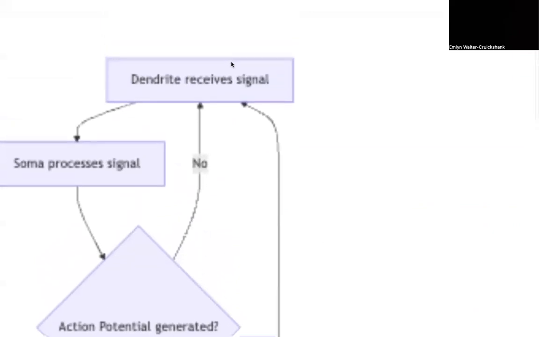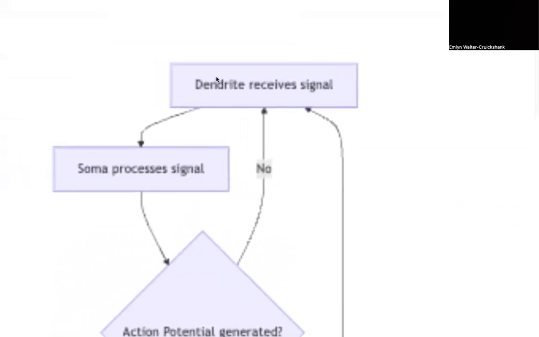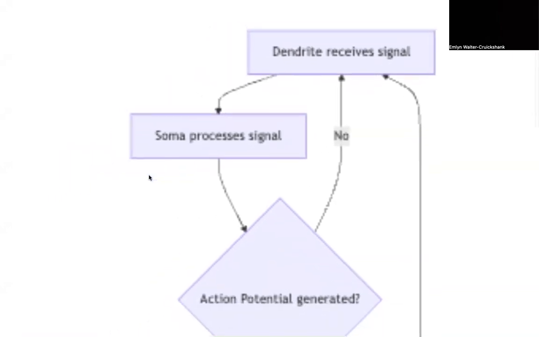The process begins at the dendrite, which is a branch-like extension of a neuron that retrieves signals from other neurons. These signals can be electrical or chemical in nature. The signal then travels to the soma, also known as the cell body. The soma contains the nucleus and is where the neuron processes the incoming signals.